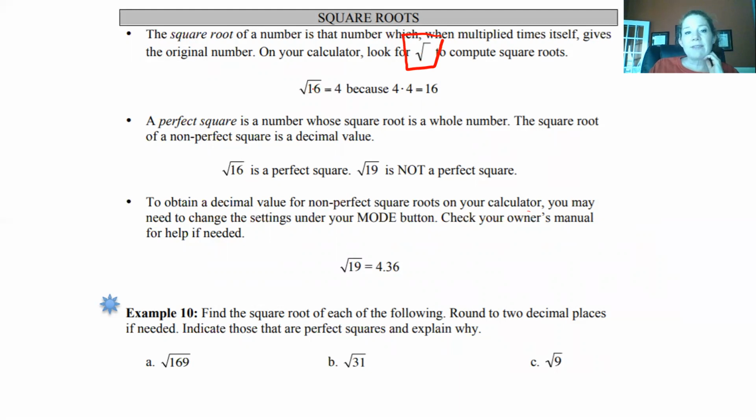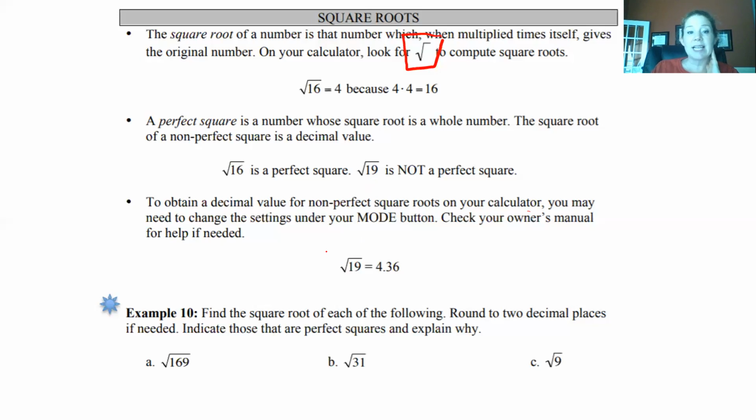So you say that the square root of 16 is 4. And the reason the square root of 16 is 4 is because 4 times 4 is 16. So it's asking what number times itself is 16. Well, since the square root of 16 is a whole number, that means that 16 is a perfect square. However, there isn't a number that when you multiply it by itself equals 19. So that means that 19 is not a perfect square. So if you find the square root of a non-perfect square, you always get a non-terminating, non-repeating decimal. So the best way to do that is just to use your calculator and then round it.